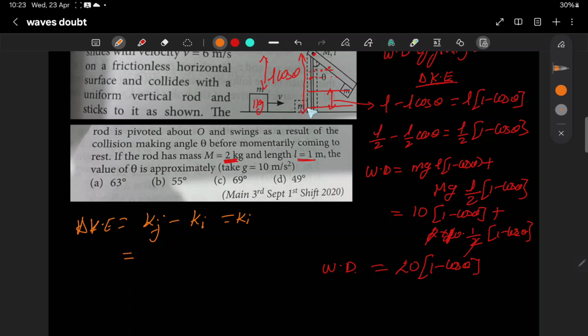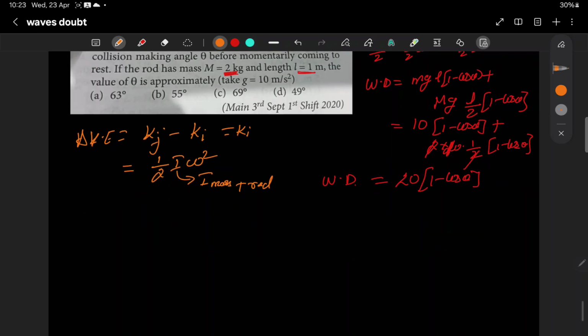So both of them are stuck together, so we can consider them as one system. Both of them are the same system. So what I can say is, the kinetic energy of this rotation is simply half I omega square. This I is nothing but the moment of inertia of the mass plus your rod. So first let's find that.